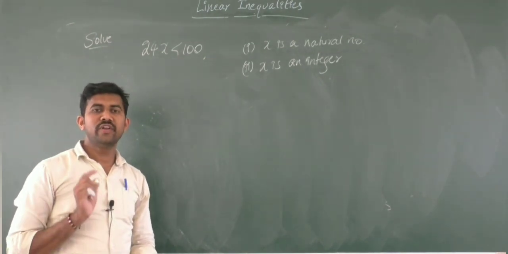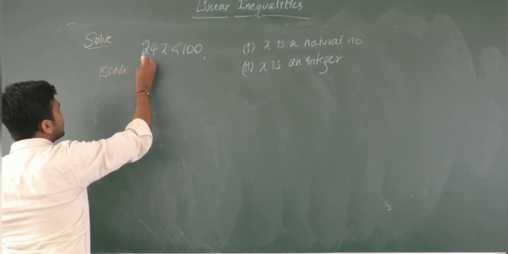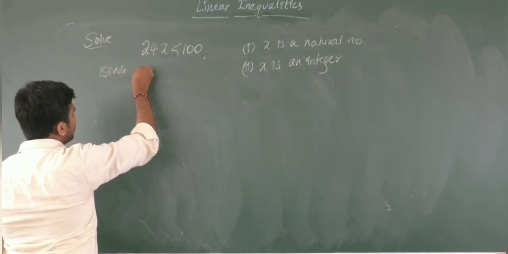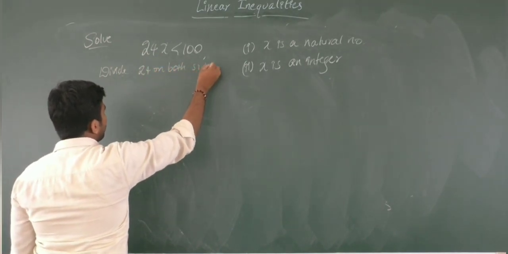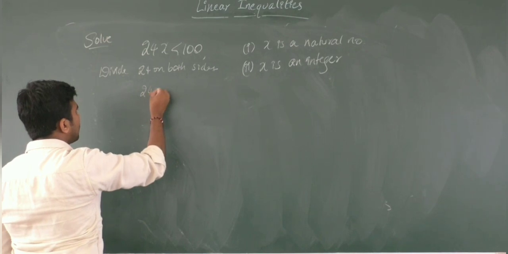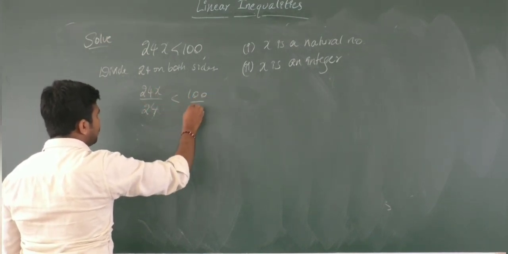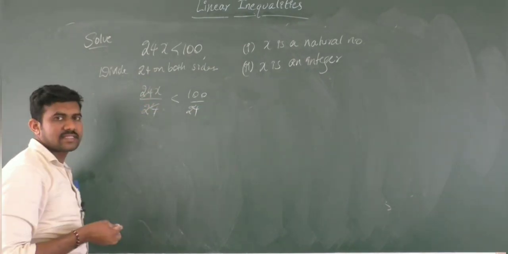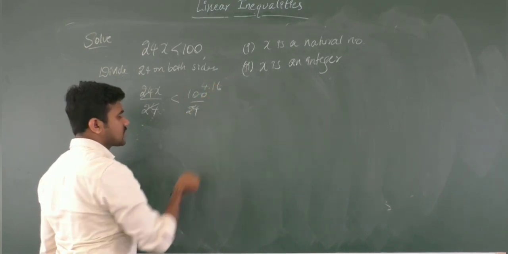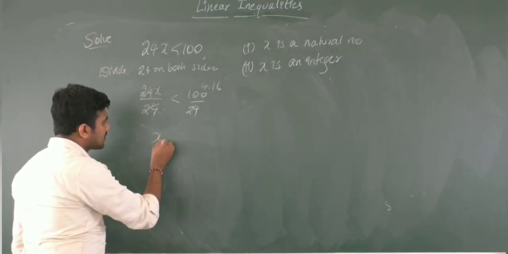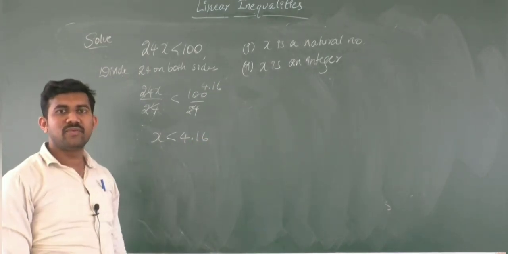Okay, to solve 24x less than 100, first cancel the coefficient of x, so divide 24 on both sides. If we divide 24 on both sides, we get 24x by 24 less than 100 by 24. So 24 cancels. If you simplify, you will get 4.16. So x is less than 4.16.